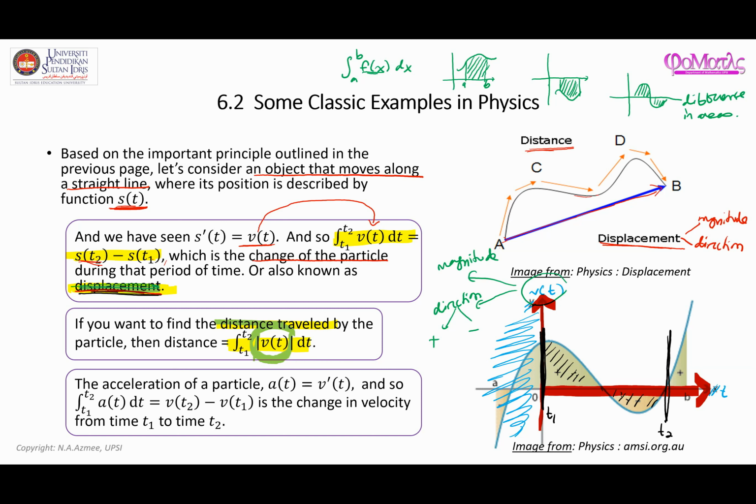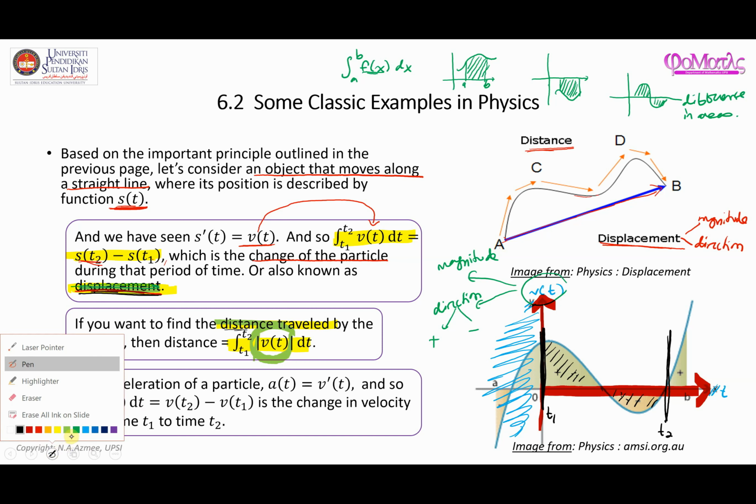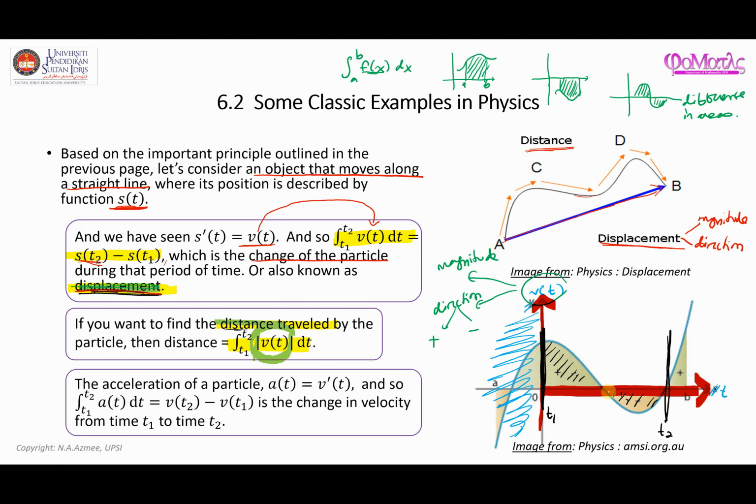On the other hand, for distance, the velocity has to be always positive, because distance is a scalar, so it doesn't consider direction, whether positive or negative. So you have to make sure that the function is positive. We're going to have a problem here because this is a negative value. This is a negative v(t), so you need to transform this part to be positive. That can be easily done if you consider y equals negative f(x). I hope you do remember this.